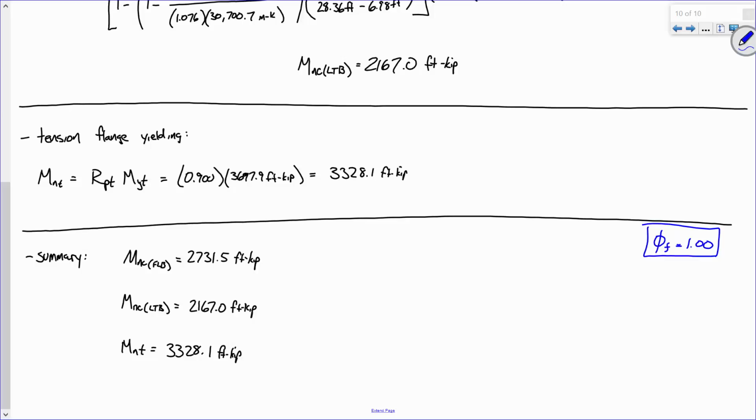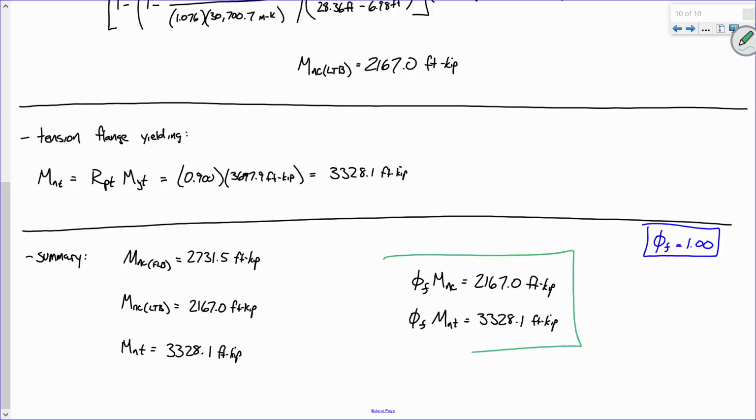So if you want, the nominal moment capacity of this compression flange is going to be the lower one, the 2167.0 foot kips. And the capacity of the tension flange is 3328.1 foot kips. So if you want a big answer, if you will, to what we've been doing, it's this.